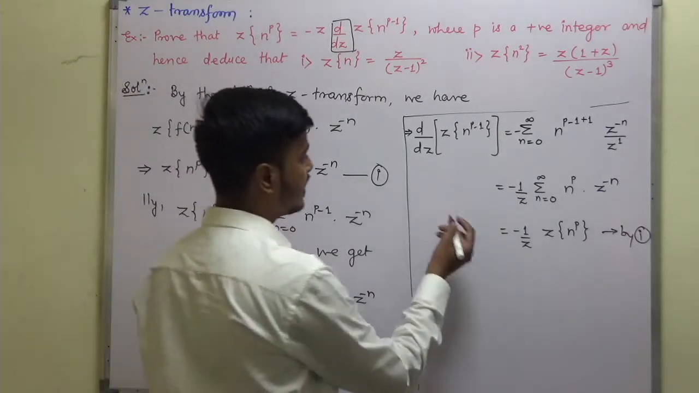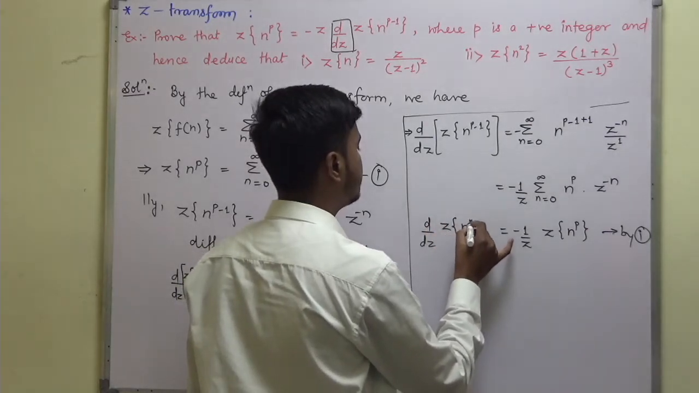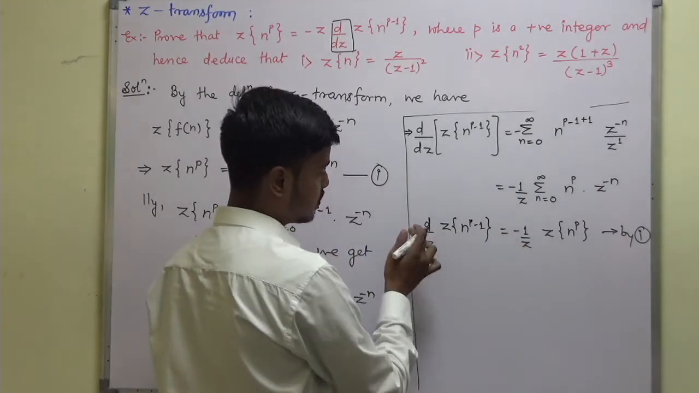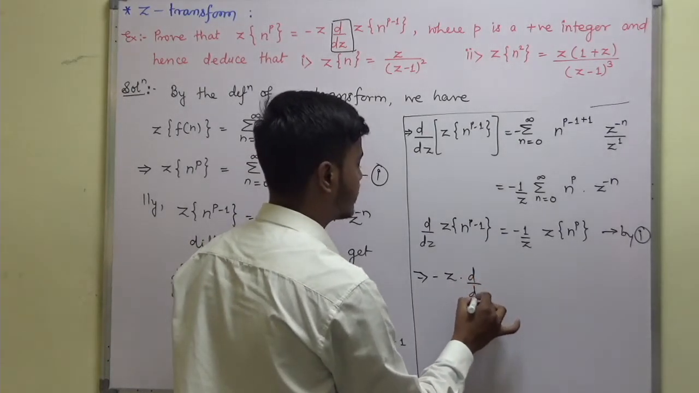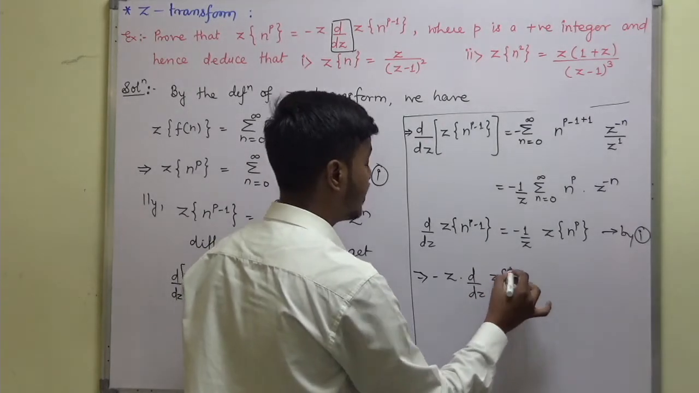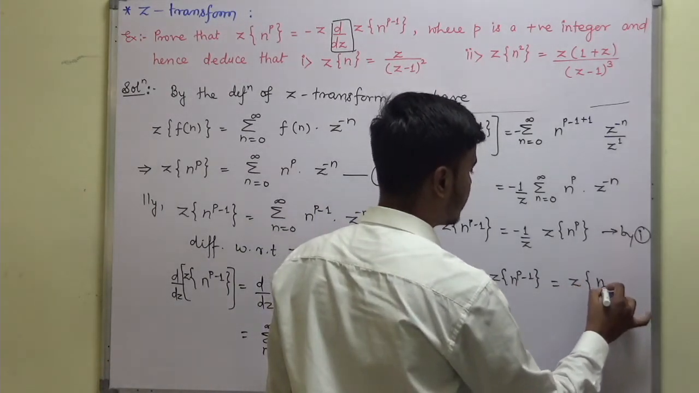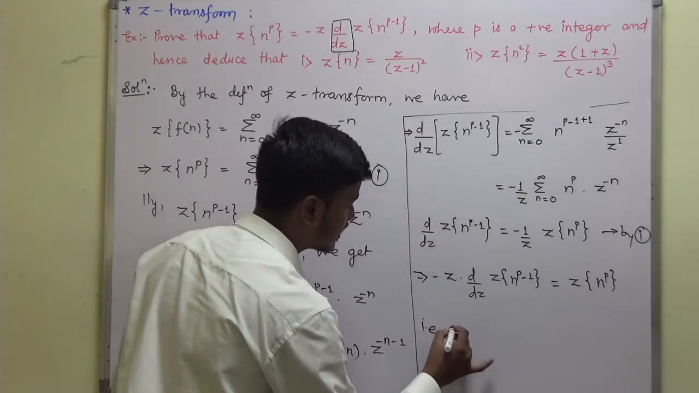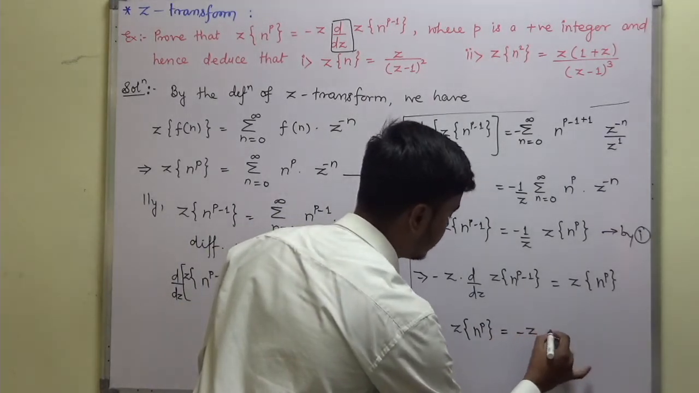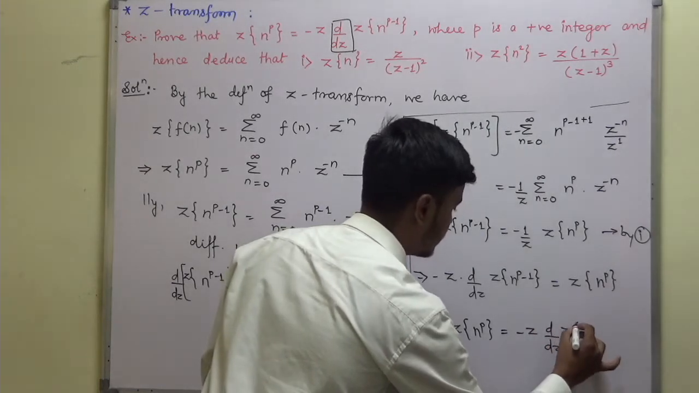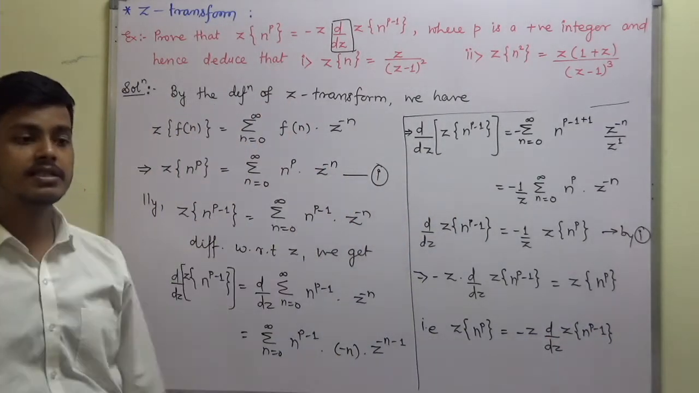Now we have the left hand side, d/dz of z transform of n to the power p minus 1. So just multiply this to here and you will be getting minus z into d/dz of z transform of n to the power p minus 1 is equal to z transform of n to the power p, and that is what we want. That is, z transform of n to the power p is the same as minus z into d/dz of z transform of n to the power p minus 1. You can see this is the result we wanted to prove.